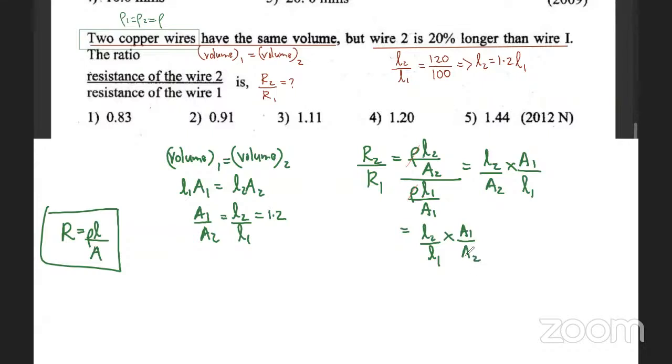What is L2 over L1? L2 over L1 is this 1.2. A1 over A2 is also 1.2. Therefore, the final answer R2 over R1 is 1.2 into 1.2, 12 into 12 is 144, so 1.44.